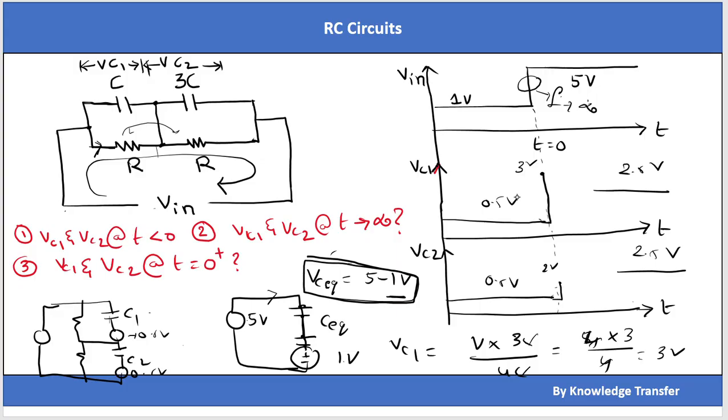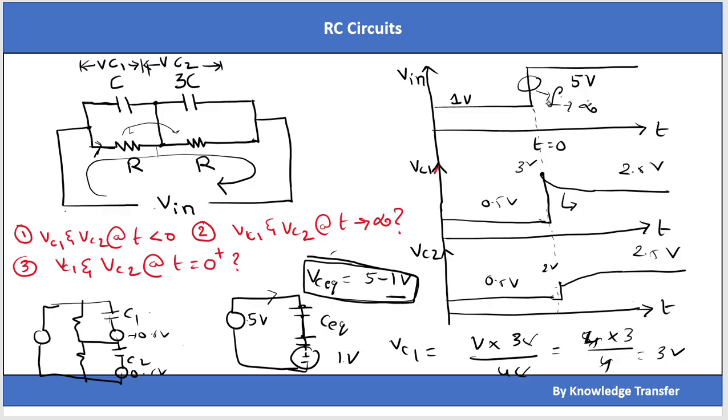How am I telling 2 volt? Because KVL should be satisfied at every point. Because 5 volt is applied here, 3 volt means here 2 volt, and the 3 volt will eventually discharge to 2.5 volt, and VC2 will reach 2.5 volt. This is governed by the RC time constant of this whole circuit. So finally VC1 and VC2 will settle down to 2.5 volt only.